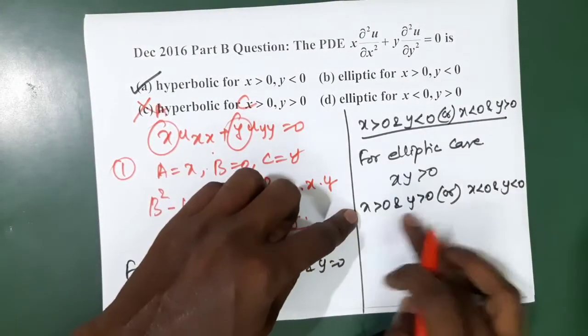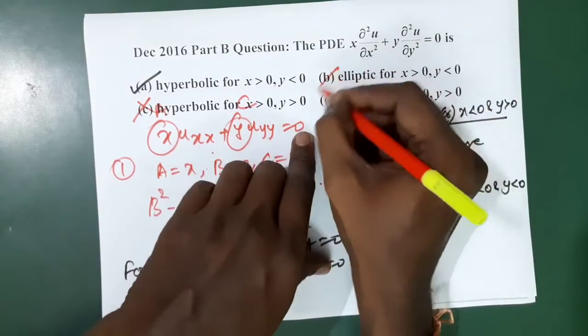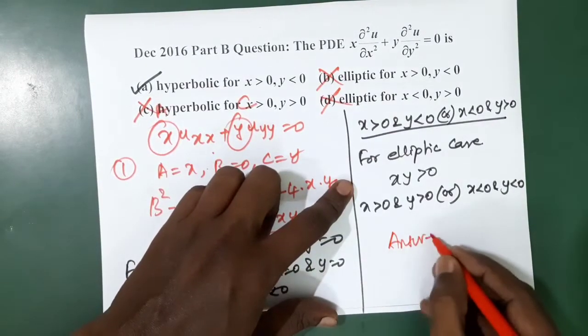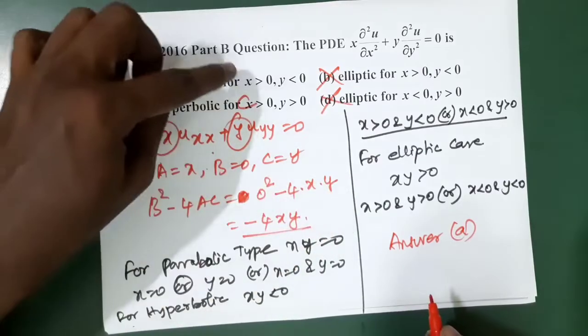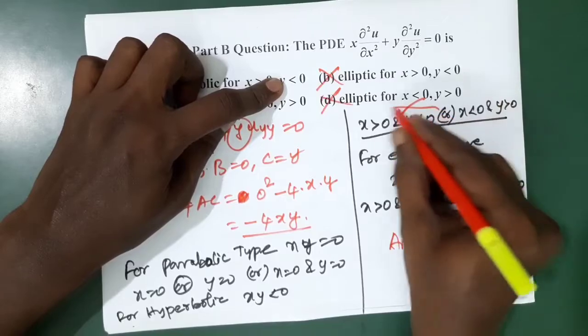And for elliptic type, both are positive or both are negative. See, this is alternatively given. This is wrong. So the answer is option A. It is hyperbolic for x greater than 0 and y less than 0, this case.